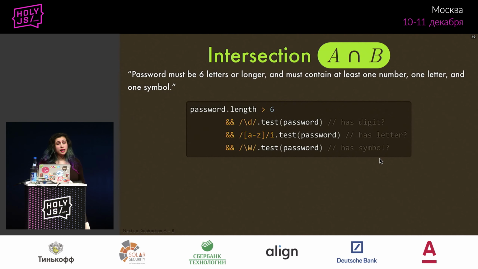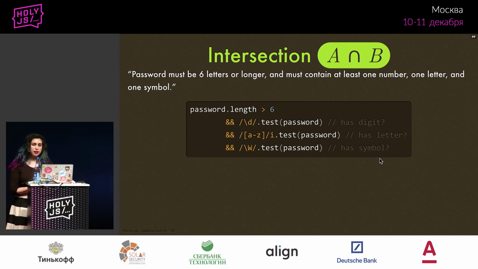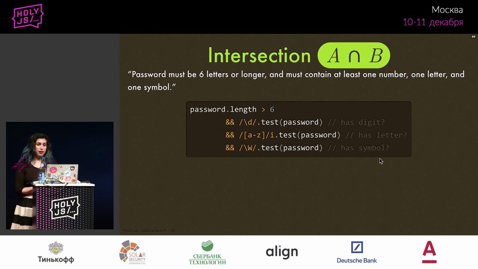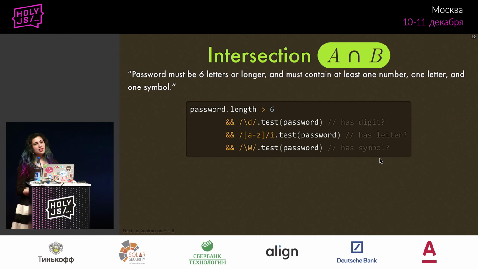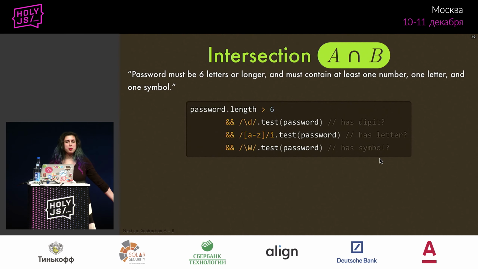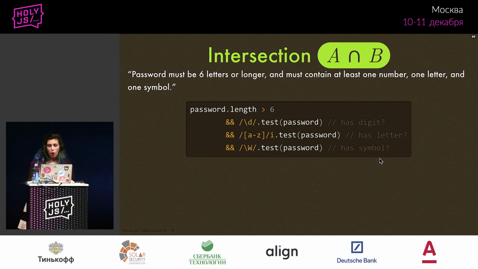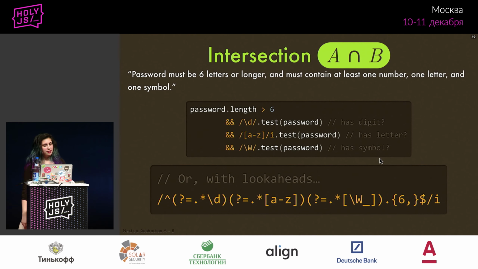For example, intersection. You want to verify that a password is at least 6 characters and has a digit and has a letter and has a symbol. And this is how it's usually done. You have multiple checks. And this is a legit choice. It's very human readable. It's better code than what I'm about to show you. But it's also possible to do it like this. And in some cases, it might be worth it.